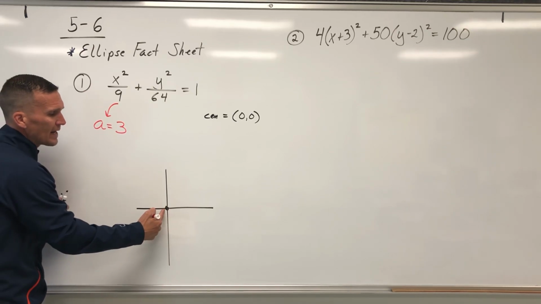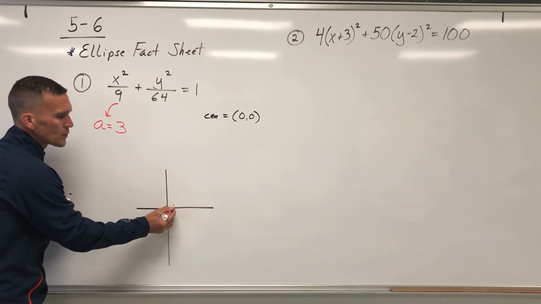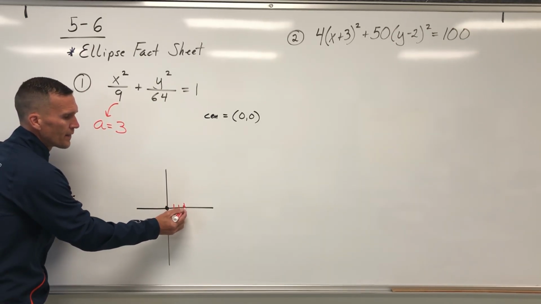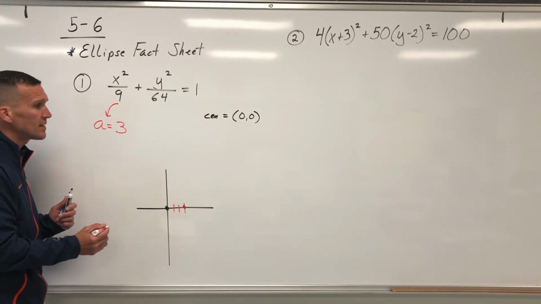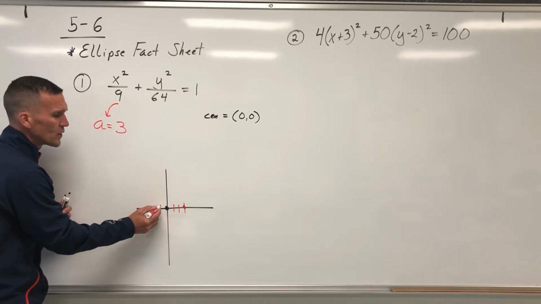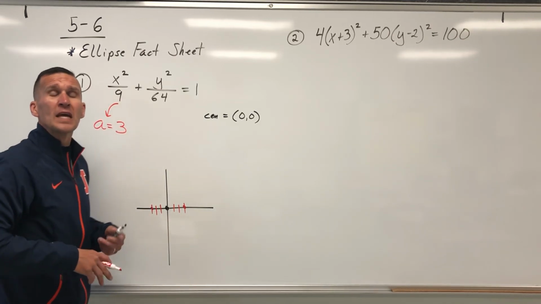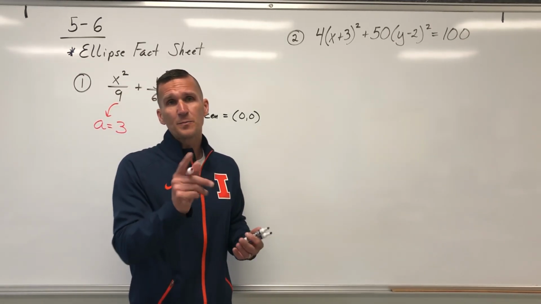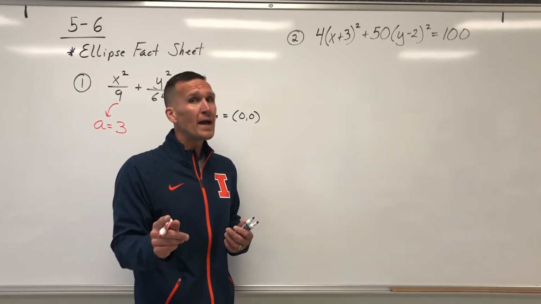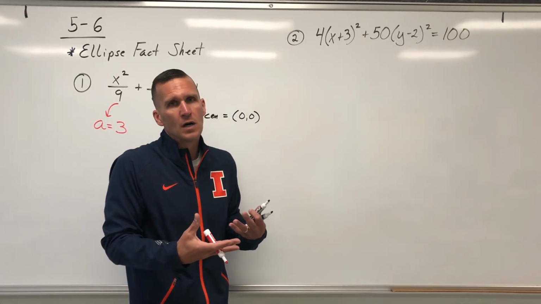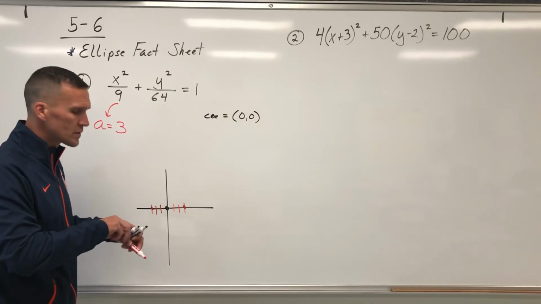So from this dot, I would go 3 spaces right, 1, 2, 3. That is a vertex of an axis. And 3 spaces left, 1, 2, 3, and that is a vertex of an axis. Now, it's a vertex of an axis, but I didn't say if it was major or minor yet because I don't know which one's longer. But I will know really soon.